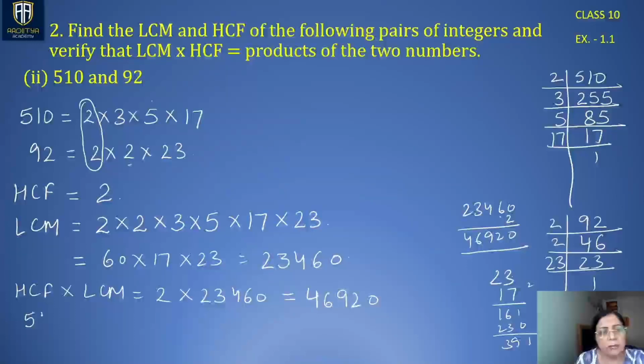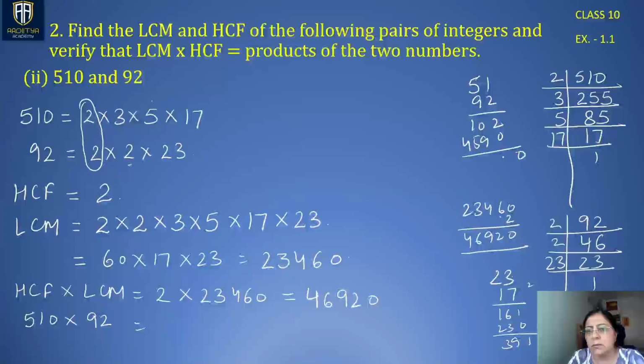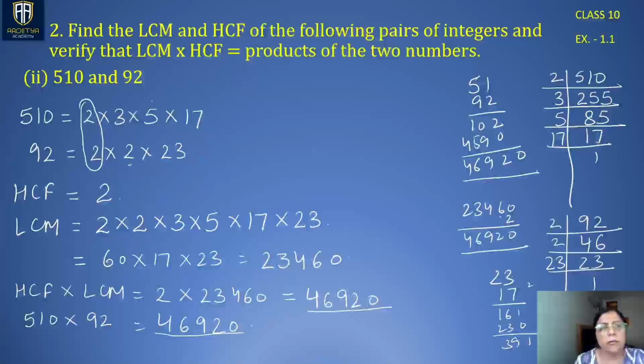Product of two numbers is 510 multiplied by 92. So we take the product of 51 and 92. 2 ones are 2, 2 fives are 10. 9 ones are 9, 9 fives are 45. 46920. Right? So again, we have got the same result. On the one side, we have taken the product of HCF and LCM. On the other side, we have taken the product of the two numbers. So we have verified that the product of HCF and LCM of 510 and 92 is equal to the product of these two numbers, 510 and 92. Right?